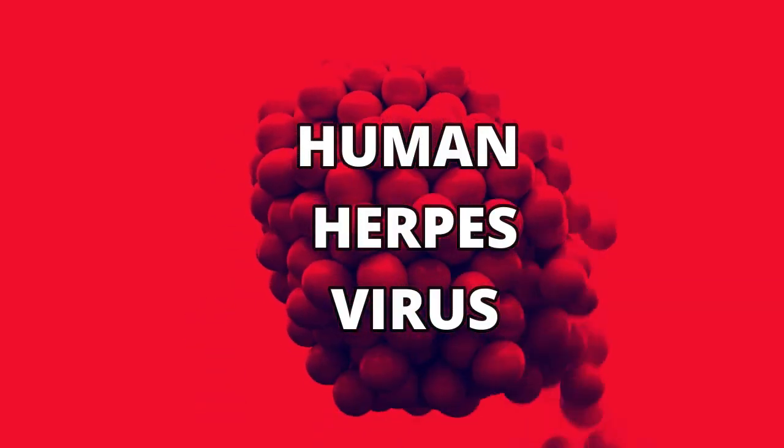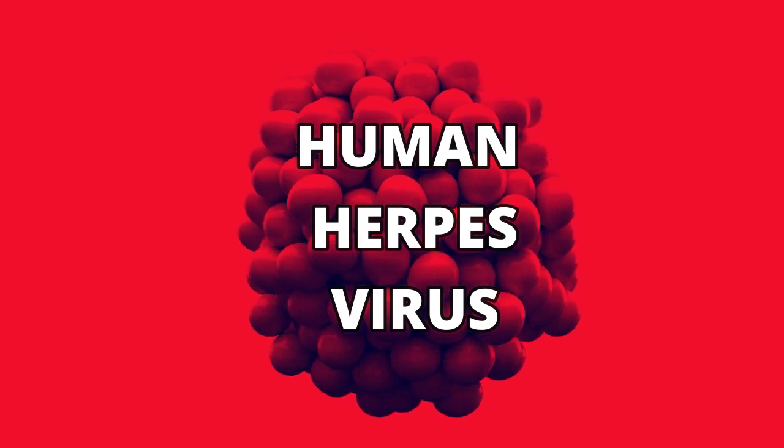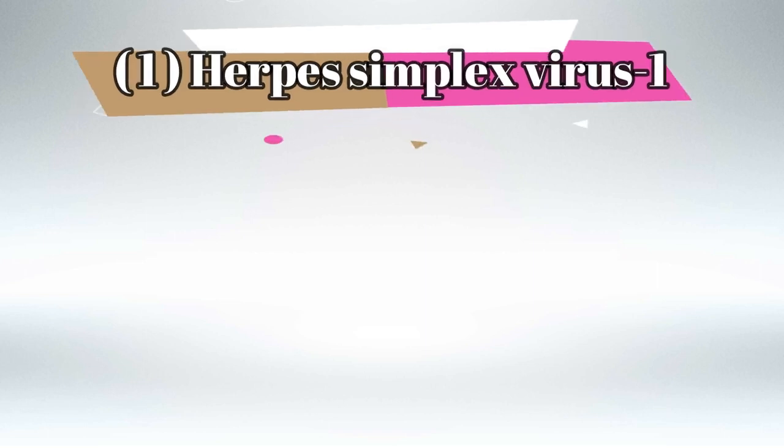Welcome back. In this video we'll be talking about the 8 different types of human herpes viruses. The first type is called herpes simplex 1 and it transmits via respiratory secretions and saliva.